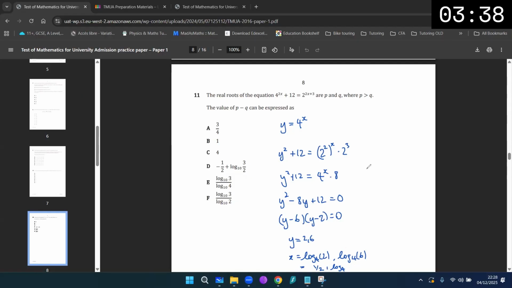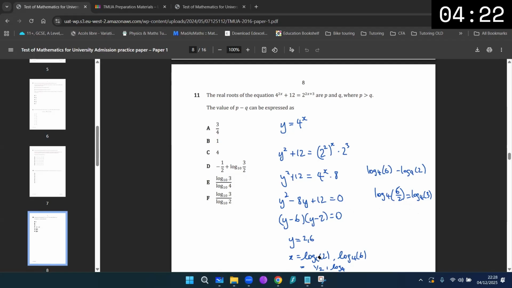Let's see. If we take the difference, obviously log 4 of 6 is bigger. Log 4 of 2, maybe we can bring that together using a log rule, so that's log 4 of 3. Is that somewhere? Hmm. Do they want us to rebase it? This is very weird. Oh, of course.